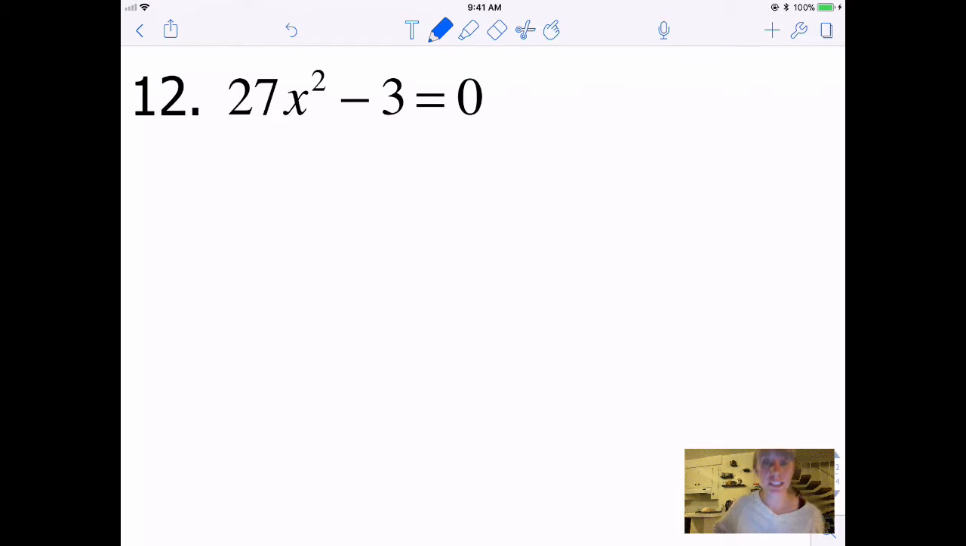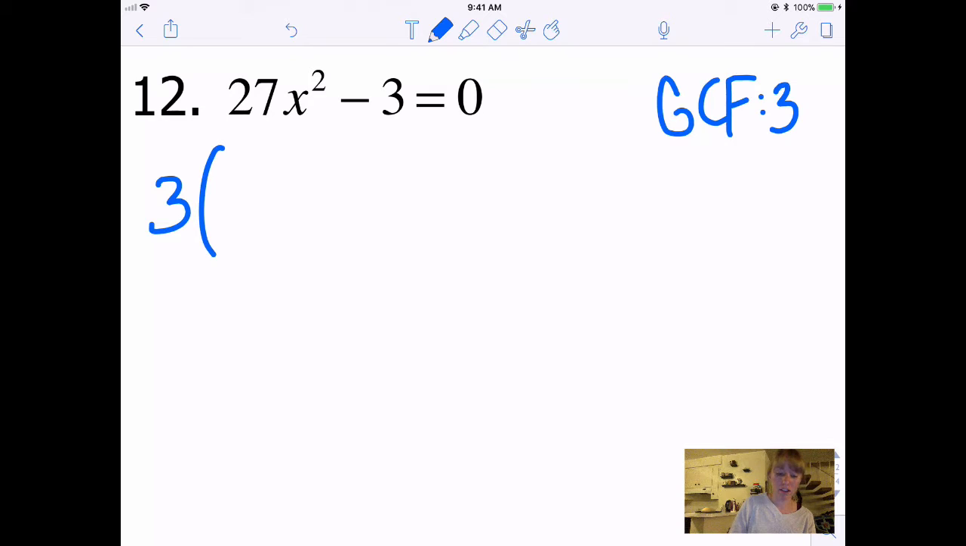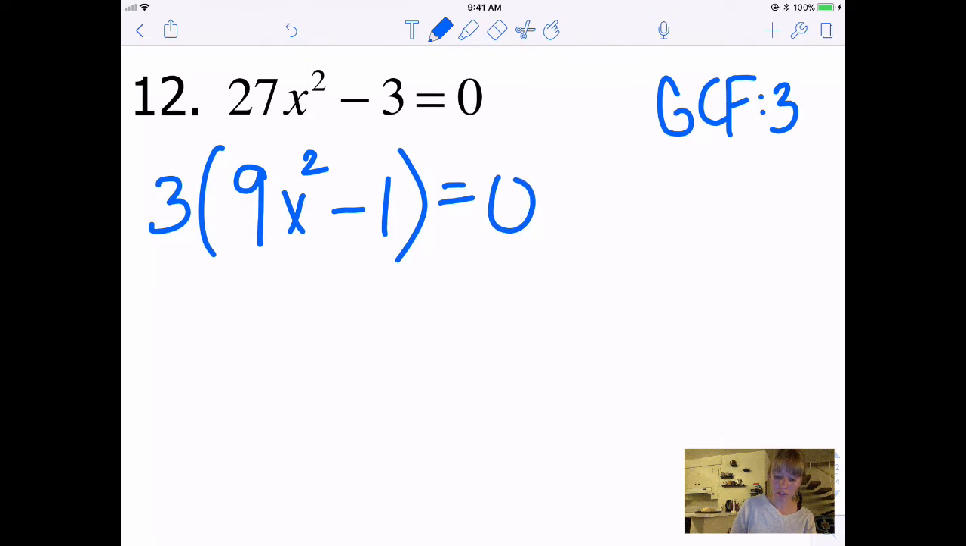Number 12, this one does not look like an AC method because it's not 3 terms. So I want to figure out what's really going on here. I do see a GCF. My GCF is 3. So I'm going to put a 3 on the outside. And then 3 times 9 is 27, x squared. And then 3 times negative 1 is negative 3.